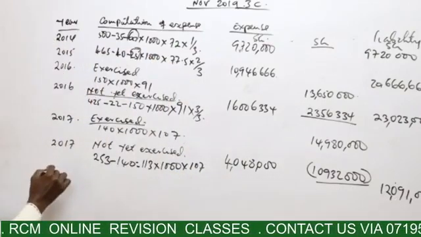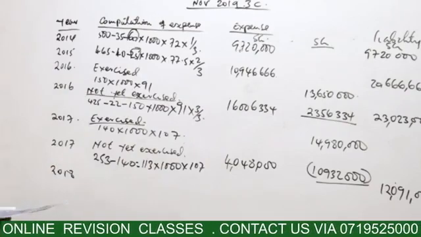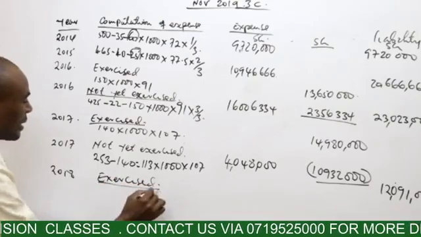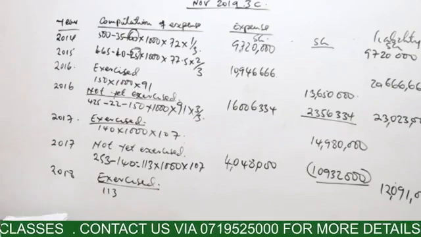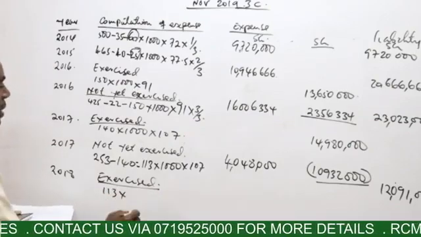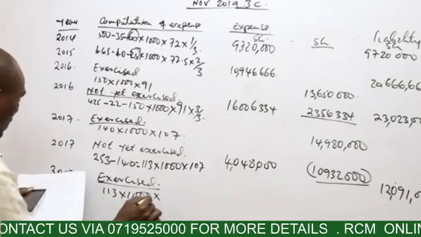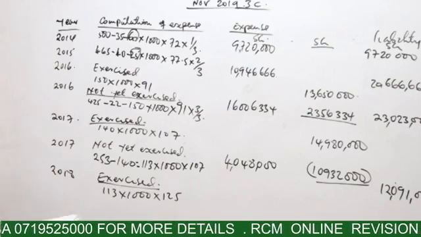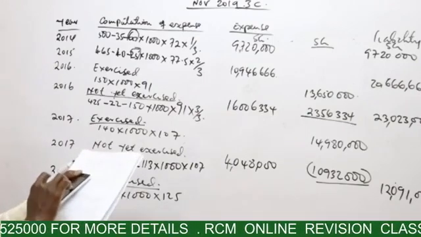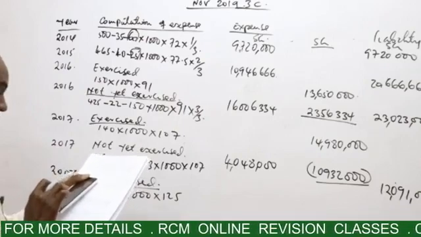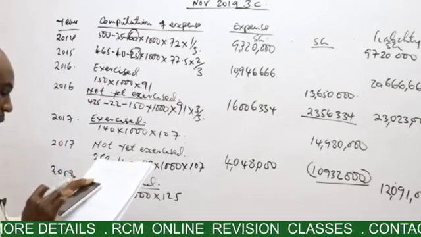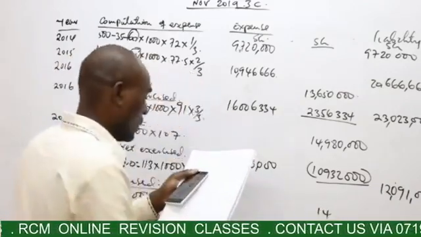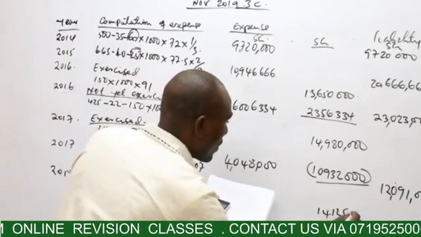Then I come to 2018. Exercised in 2018, I have 113 who exercised in 2018 times 1,000 times the fair value, which is 125. The fair value is 125. Therefore, that is 113 times 1,000 times 125. I'm getting 14,125,000.